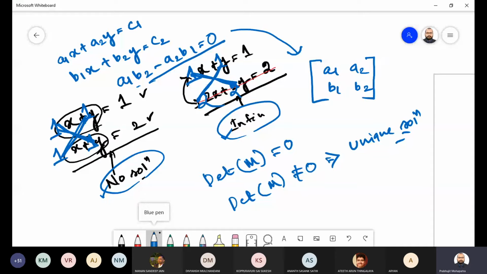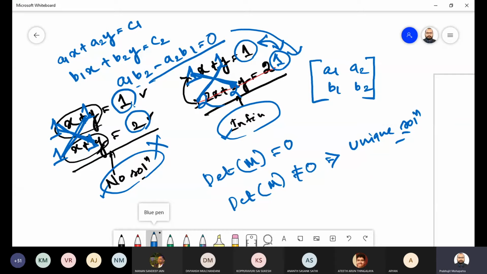So from the determinant you can verify whether you are going to have a unique solution or not. For the system of equations to have a unique solution, the determinant should be non-zero. And if the determinant equals 0, then we cannot say whether you have a solution or not. You can have an infinite number of solutions also. You need to check the right hand side. If the right hand side is exactly the same, then that implies infinite solutions. If the right hand sides are distinct, that means no solution.